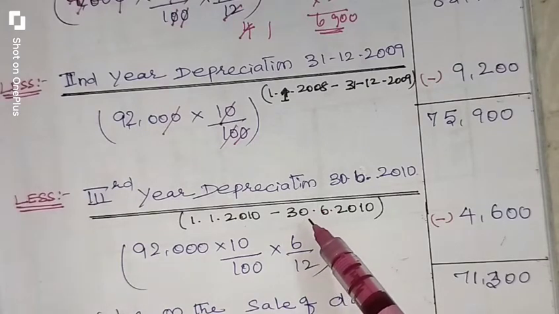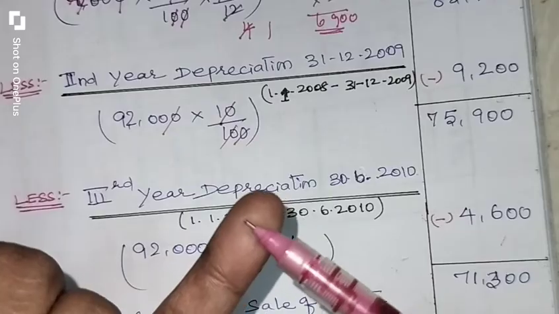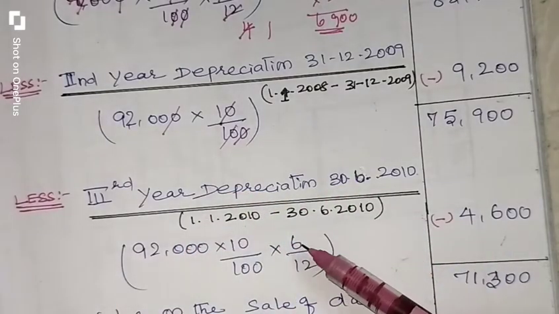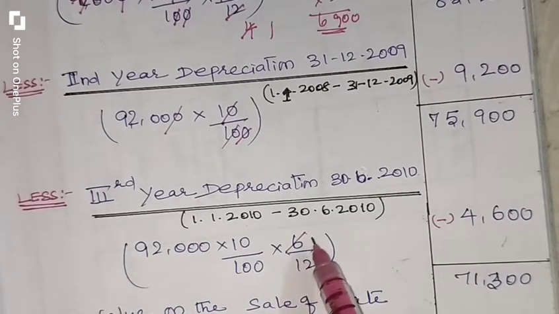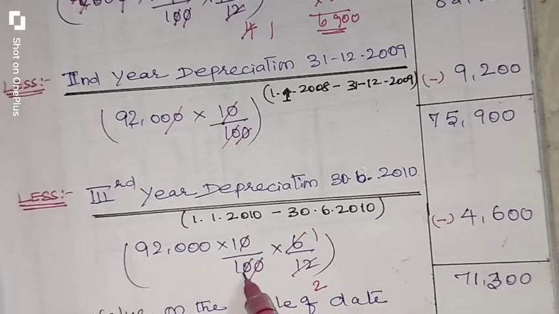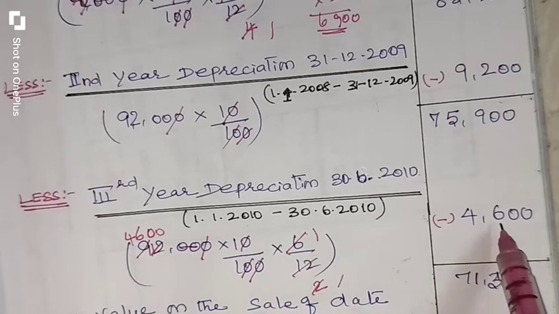To calculate the depreciation value, January, February, March, April, May, June, that is 6 months, so 6 months out of 12. Now we are going to cancel it. The zeros are cancelled. 1 2 is 2, 4 2s are 8, the remaining 1 we add, it converted to 12. So 6 2s are 12, and then we carry over. So 4,600 is the depreciation value for the third year.